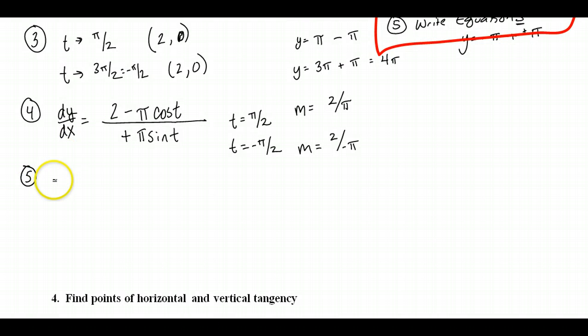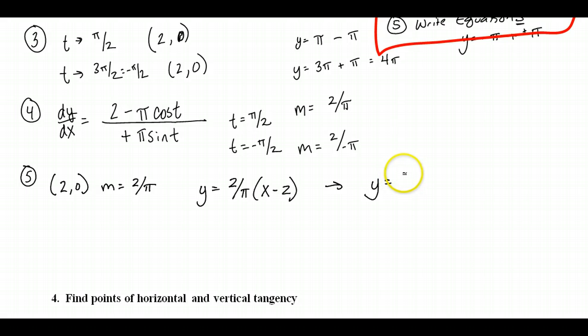So number 5, at the point 2, 0, if we have a slope of 2 divided by pi, I like to use the point slope form. That would give me y minus 0, okay, well, that's y, equals my slope, 2 divided by pi, times x minus 2. So in the long run, one equation is y equals 2 divided by pi x minus 4 divided by pi.